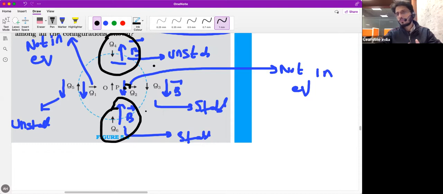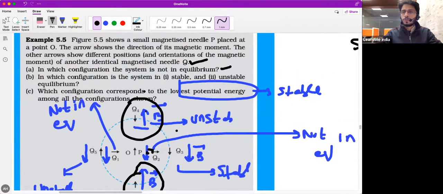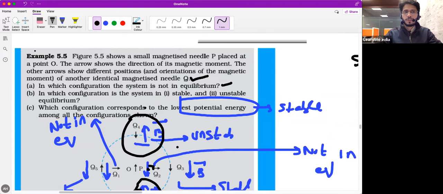Stable equilibrium means points where B and the magnetic moment are parallel. Unstable means where they are anti-parallel. Is it clear? Yes, sir. No need to write this question. Just write example number 5.5. You can check it from NCERT.